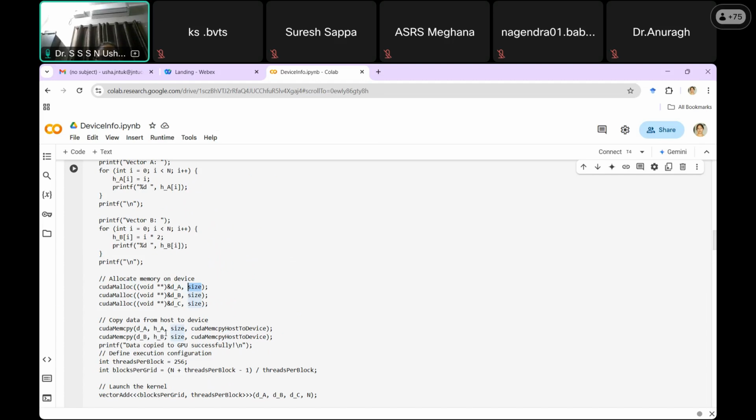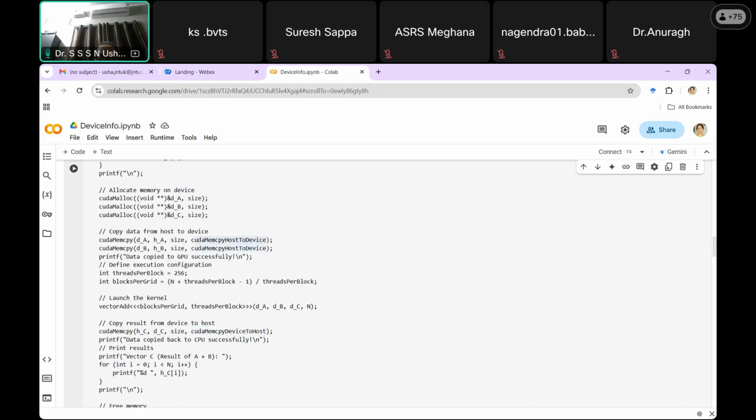So cudaMemcpy is a method. D_A is the device memory, then the host memory, and then the size. And here I need to write cudaMemcpyHostToDevice. That argument I need to include. It's a constant. Once it is included, H_A data is automatically copied into D_A, and H_B data is copied into D_B. So that is the thing. Now the data is available at the device.